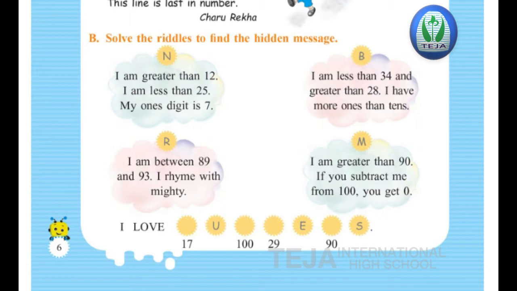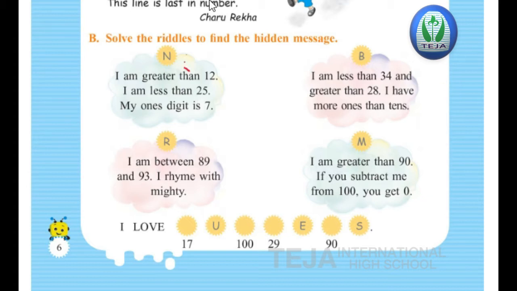See, first one, this is N. In N, the question is, I am greater than 12. I am less than 25. My ones digit is 7. So here a number is telling that I am greater than 12 and less than 25. And in ones digit what is there? 7 is there. So something will be there in the tens digit. So what is that number, children? It's 17.